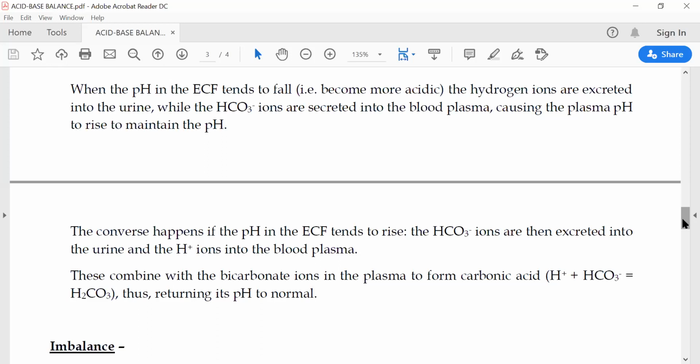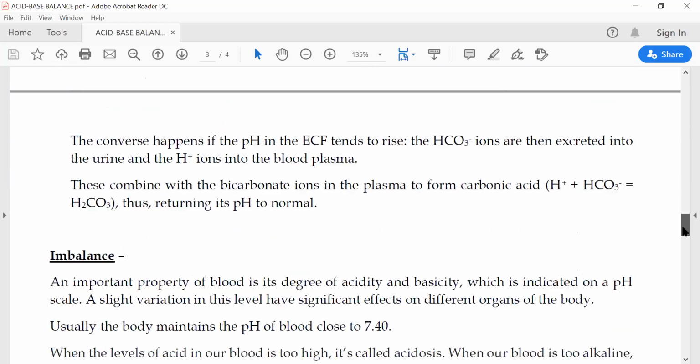And the third was the renal system, in which the kidney is involved, and how the kidney maintains pH. It maintains pH by either adding or removing bicarbonate from the plasma, and that is sensed by the tubular cells found in the kidney.